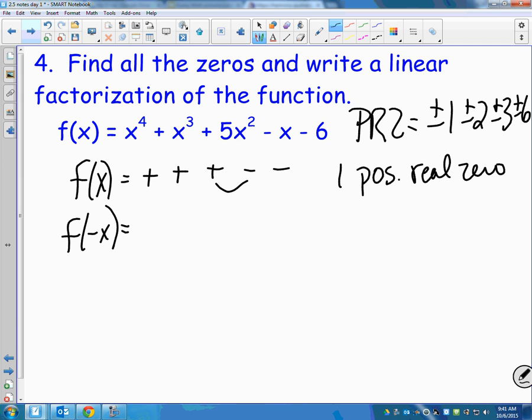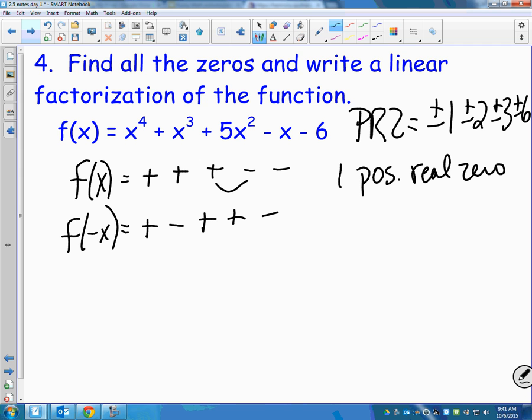Or negative. Everything that has an even exponent stays the same sign. Everything that's odd is going to change. So the 4th is going to stay the same, but the 3rd power is going to change. X squared is going to stay the same. X is going to change, and the constant stays the same.